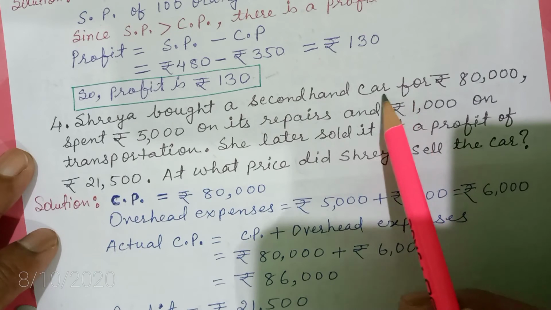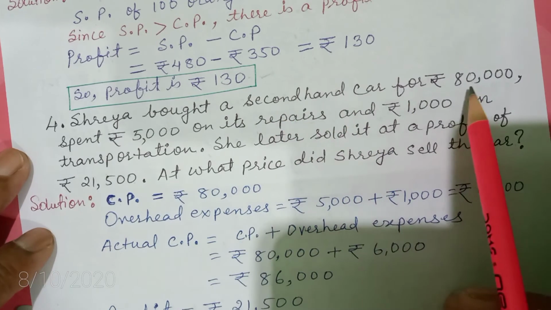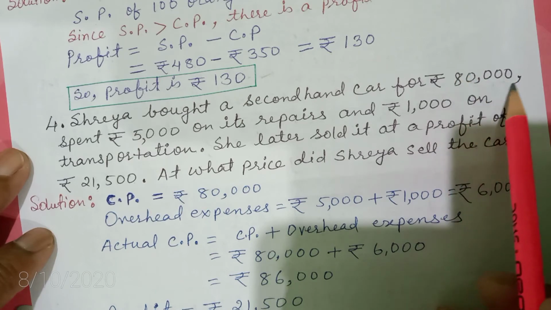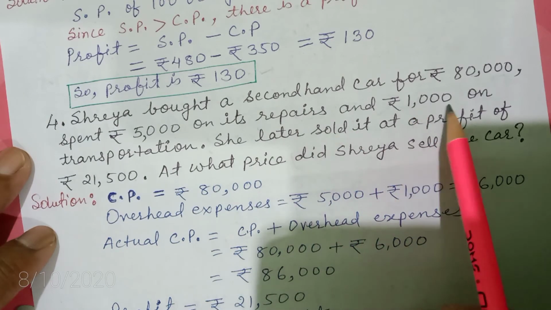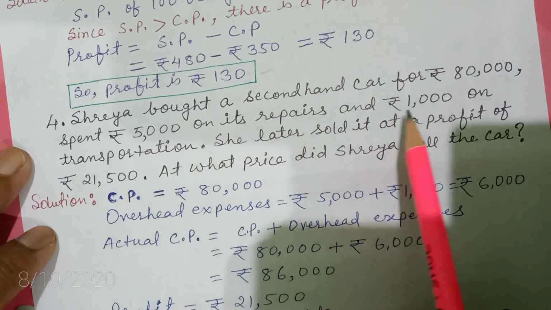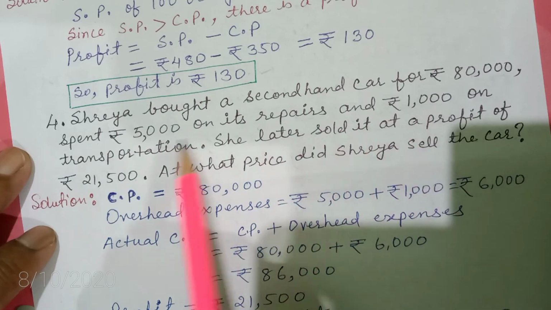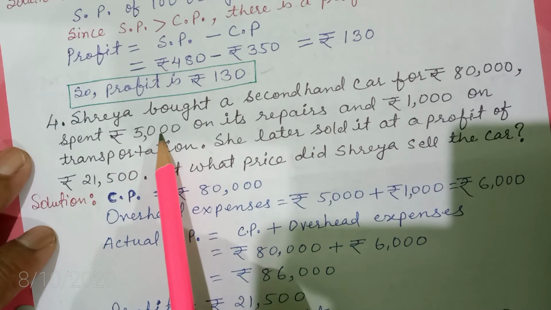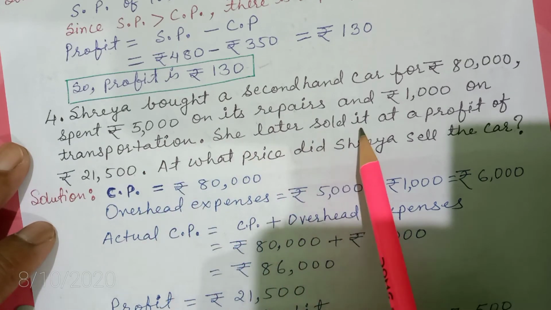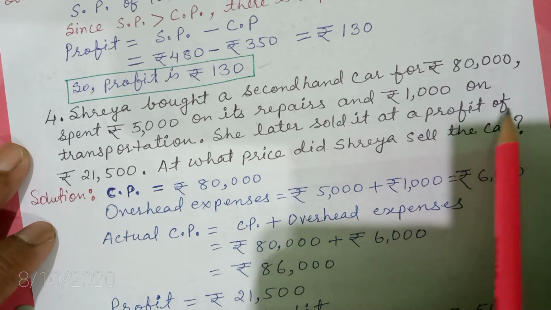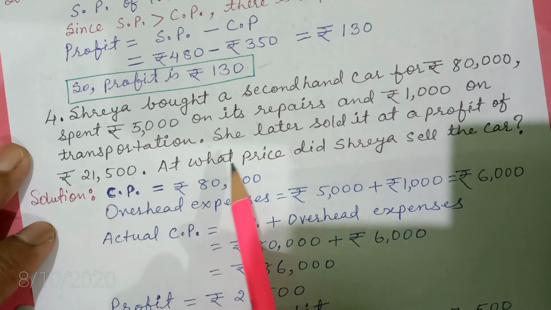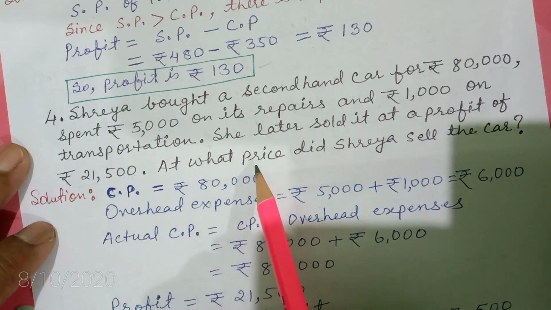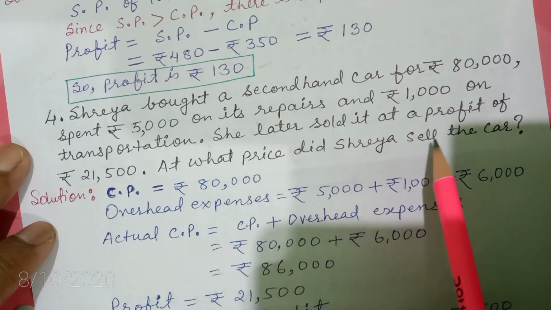Here children, you can see Shreya bought a car for rupees 80,000. This is the CP, and she spent rupees 5,000 on repair, rupees 1,000 on transportation. These two expenses will be overhead expenses. Okay, and later she sold it at a profit of rupees 21,500. This is the profit. So you have to find at what price did Shreya sell the car, means selling price. You have to find the selling price.